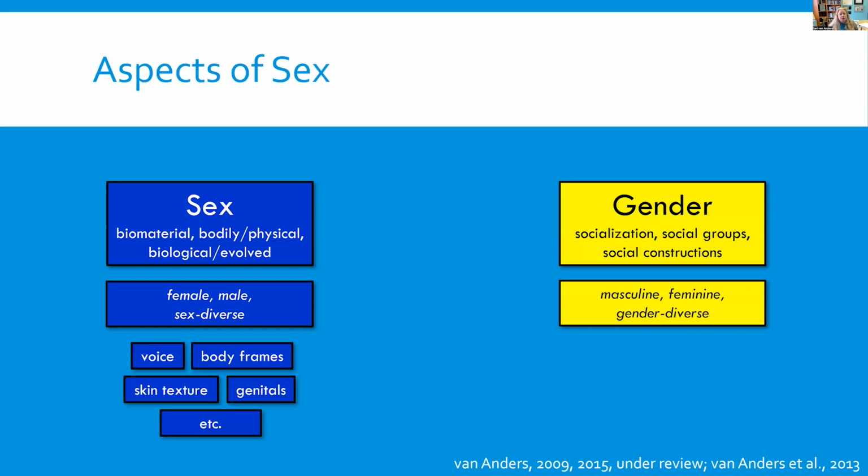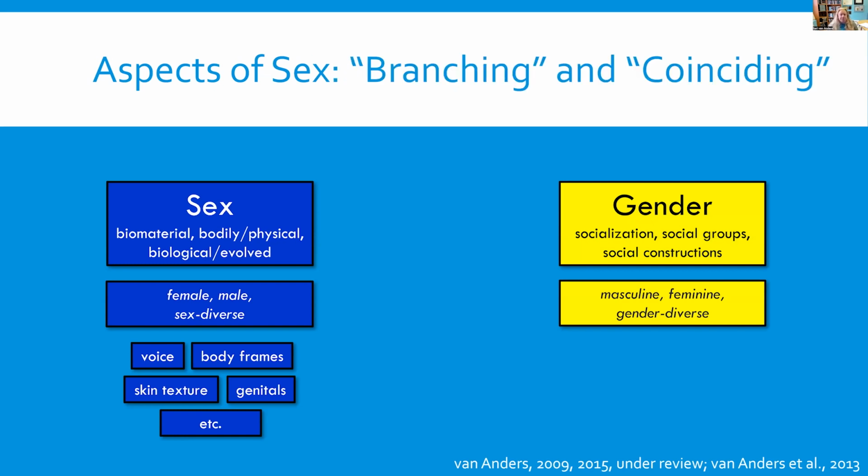Now, crucially, there's many aspects of sex. It's not just one thing. So it could be things like voice, body frame, skin texture, genitals, etc. And there's multiple aspects within there. And even what people put into sex versus gender might branch or be dynamic.